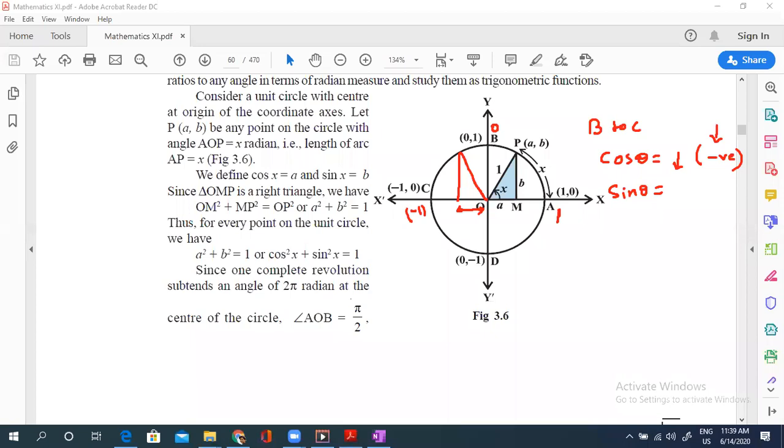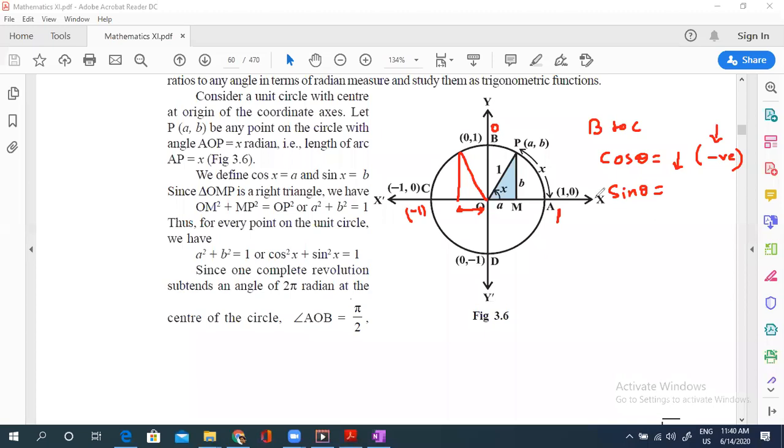So from B to C, cos will decrease. If you talk about the value, it is increasing in negative. So what is the meaning of increase in negative? If a number is going from 0 to -1, obviously it is decreasing. Got it? So it is decreasing. We'll draw the graph of sin x and cos x, then you can understand clearly.